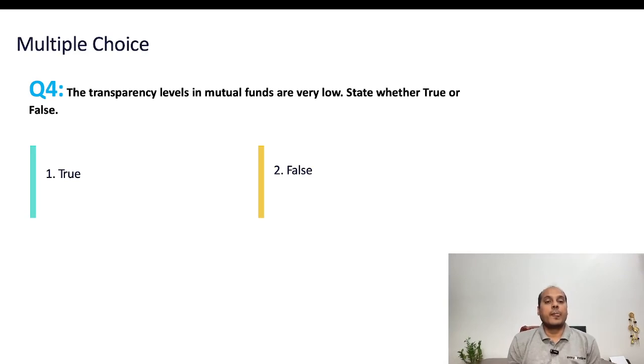Let's move to the fourth question. The transparency level in mutual funds is very low. State true or false? It's false, because the mutual fund industry is very much regulated by SEBI, and the Association of Mutual Funds in India has also put a set of rules and ethics and a governance structure which every one of the AMCs abides by. So transparency level in mutual funds is very high. So this is a false statement.